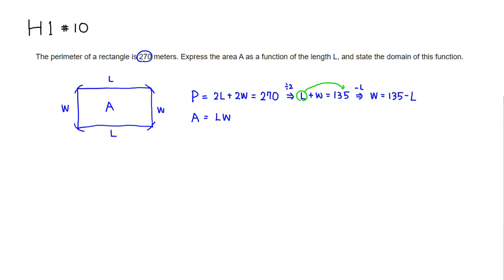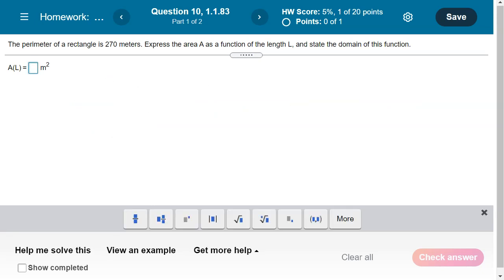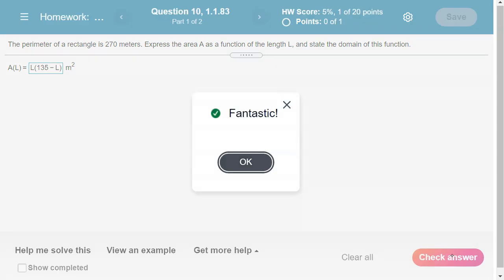Then we can just take this and plug it in right here. So we have a formula. It's going to be L times 135 minus L. Right, so let's type it in. So you have L times 135 minus L. Let's check the answer. All right, we got this one correctly.